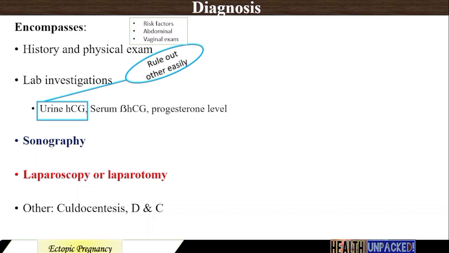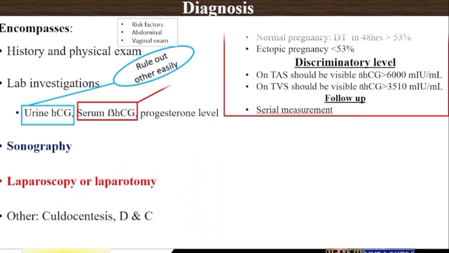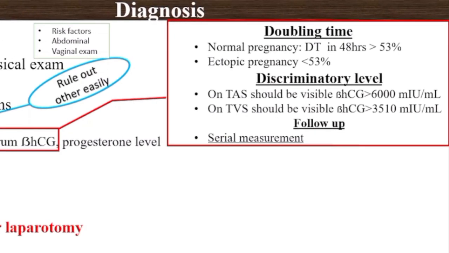From the lab investigation, you can use urine HCG to rule out whether the pregnancy is positive or not, and also serum beta HCG, which is very important. It has three functions: doubling time, discriminatory level, and follow-up.